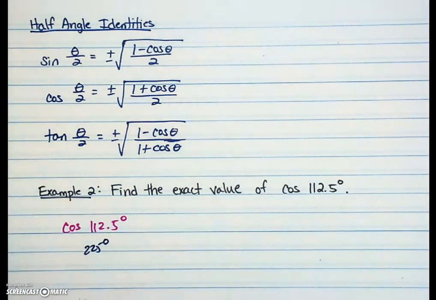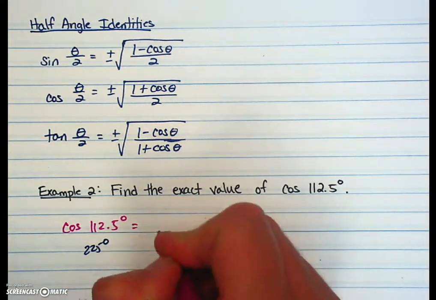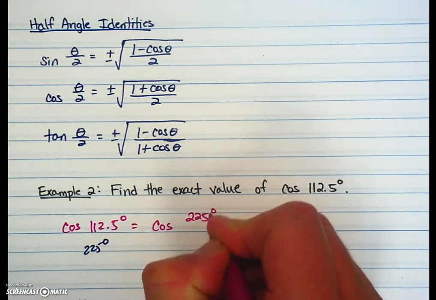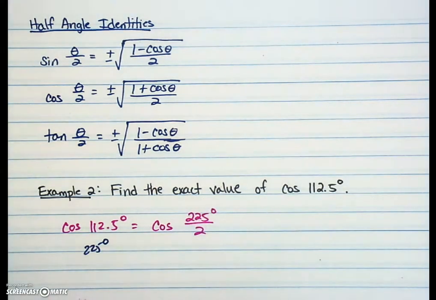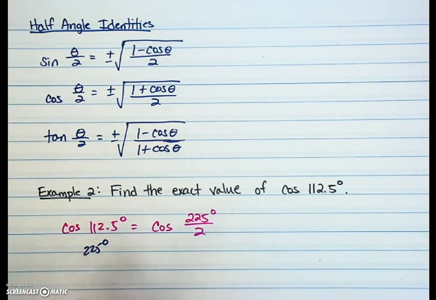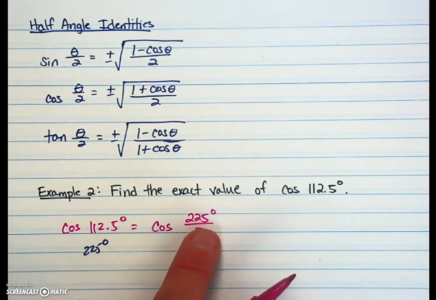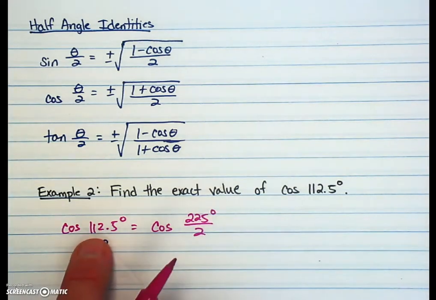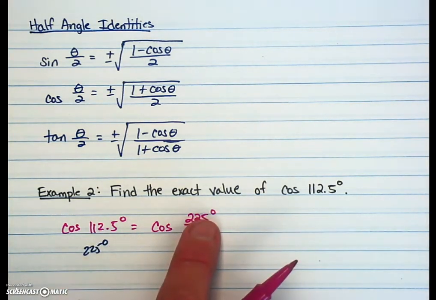Now, 225 degrees is on my unit circle. So what I'm going to do is rewrite this problem as the cosine of 225 degrees divided by 2. So basically I just made it a half angle problem, because I took an angle measure that I knew was on the unit circle, and divided that by 2, and that gives you the 112.5. But I can deal with this one.